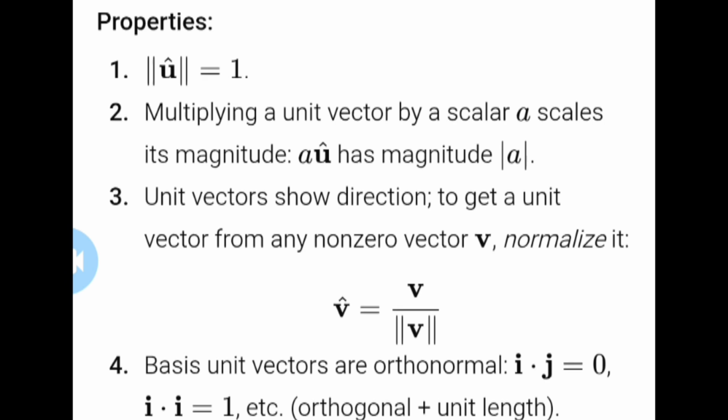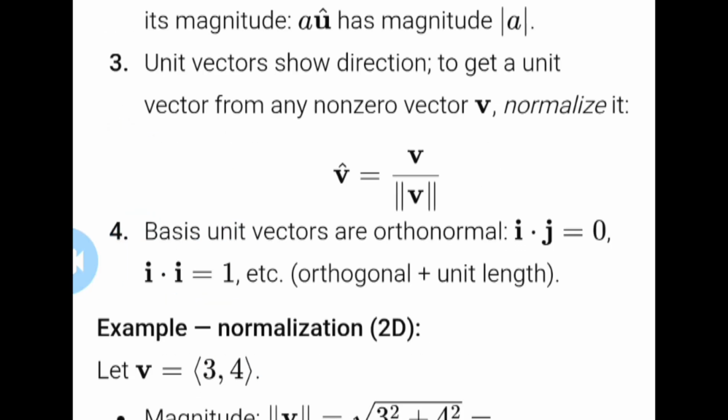The properties are: the modulus of a unit vector is always 1, which means it can never be negative. So a unit vector is nothing more than an idealized state of vectors where the negative does not really exist. It has to be positive. It has to be positive in all three axes.